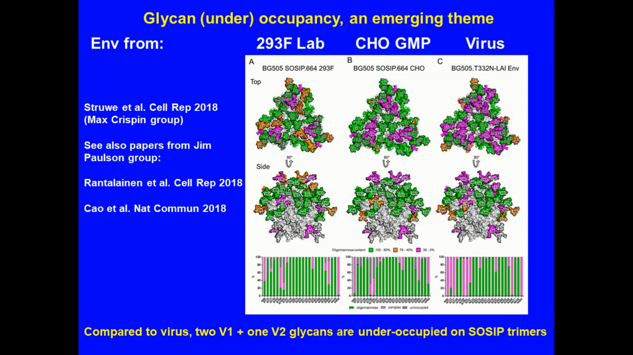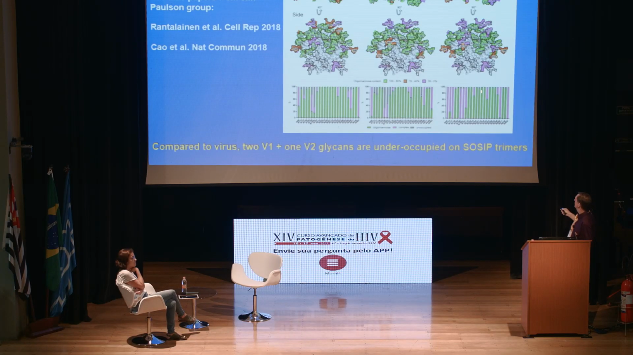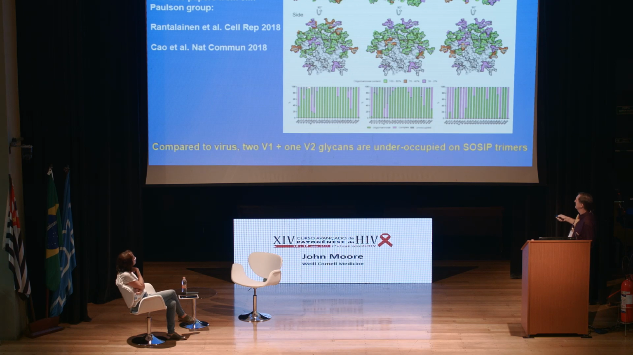Glycan underoccupancy. So it's not that every glycan site is fully occupied. This is data from Max Crispin, but it's broadly similar in Jim Paulson's paper. Some glycans on the SOSIP trimers, particularly in V1 and V2, are not fully occupied. So the site is there, it's an NXT or NXS site, but the sugar is not fully added on all of the trimers. It's more occupied on the virus than it is on the SOSIP trimer, but it's still not bad. There's pretty good resemblance between the SOSIP trimer and virus-on. This is virus-on from Jeff Lifson's group.